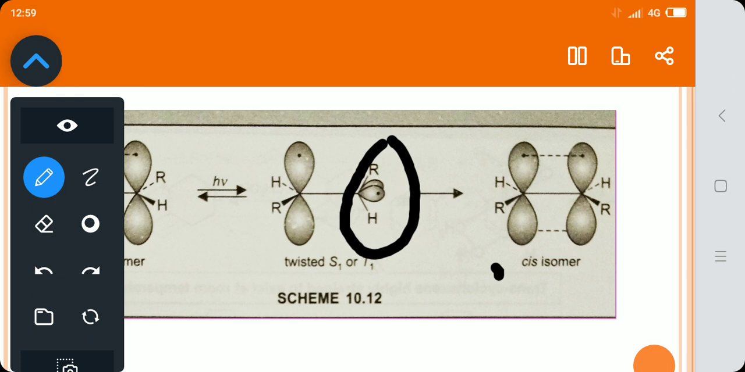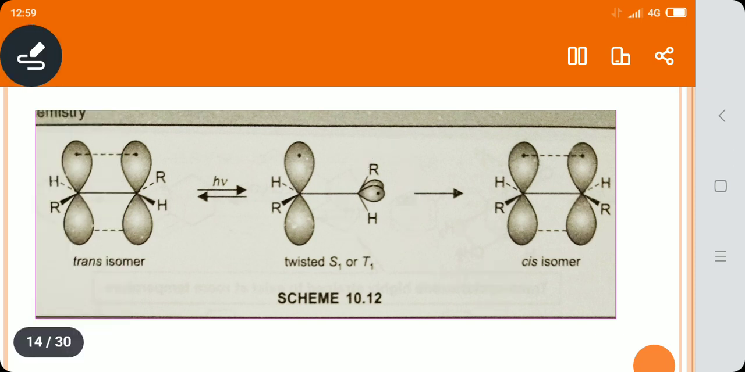Now the next step is how the transition state gives the cis isomer. Here you can observe how the product, the cis isomer, has been formed because both the R groups are on the same side. This is what is called the twisted geometry, and this helps in the photoisomerization, that is, converting the trans isomer to the cis isomer.